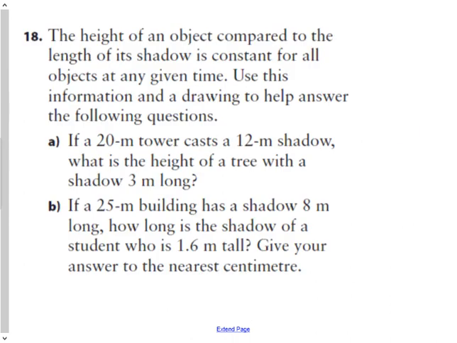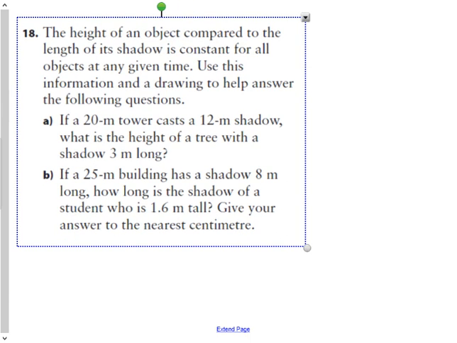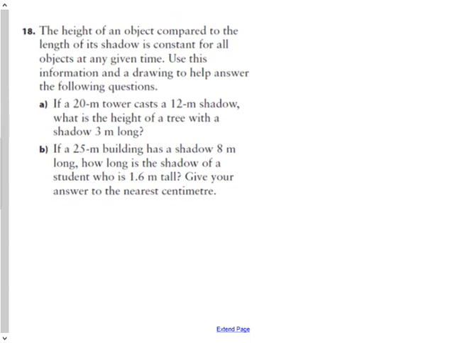And question 18, your last question. The height of an object compared to the length of its shadow is constant for all objects at a given time, much the same as the question we did in 2.3. Use this information and a drawing to help answer the following question. So a 20-meter tower. So this is my 20-meter tower. That's a terrible tower. There's the door. There's the window up top.